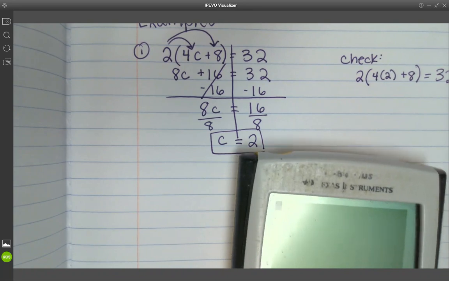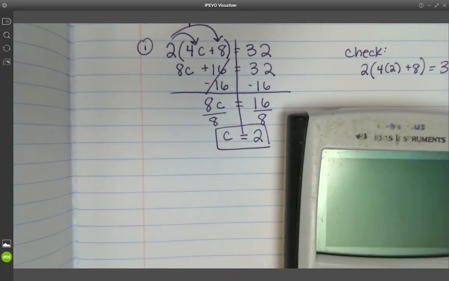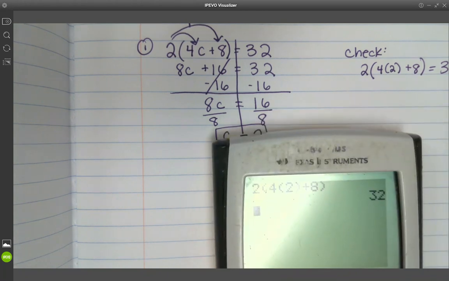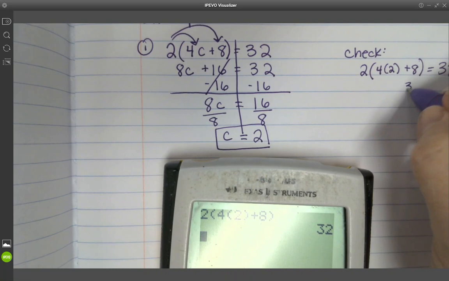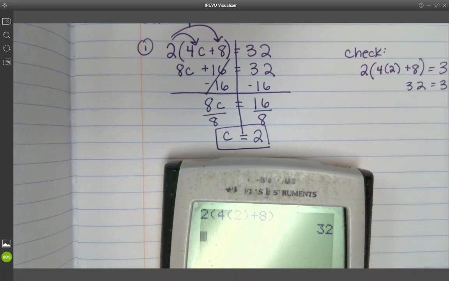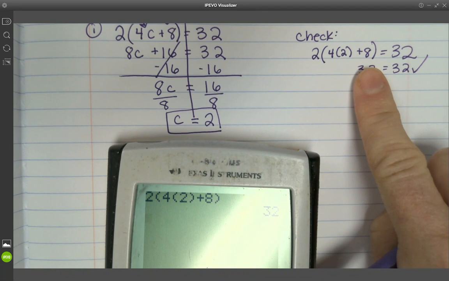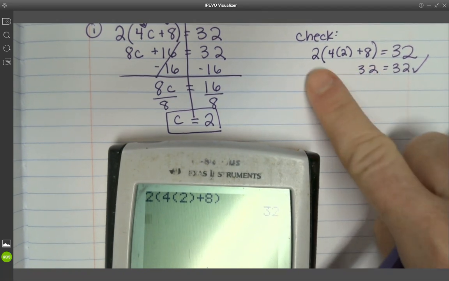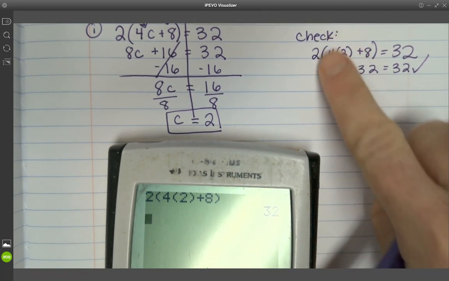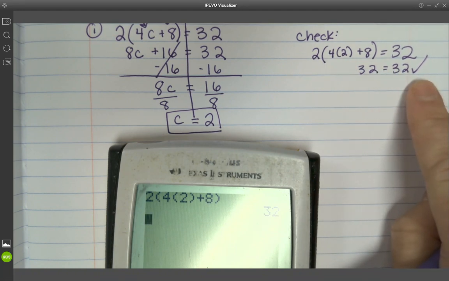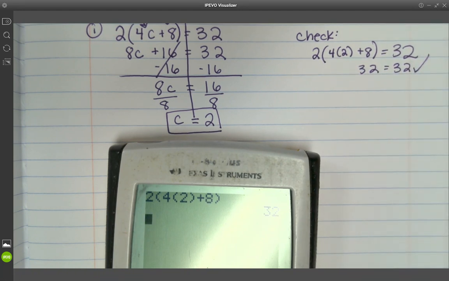So with my calculator, I can put that in. So I'm going to put in 2 parentheses 4 parentheses 2 plus 8, close parentheses. It equals 32. So then I'll just write 32 equals 32. Check. Done. That is all I need you to do. But the important thing is truly putting that in the calculator. If you just bring it down, just say 32 equals 32, you're not checking it and you could make a mistake. So the whole point of this is to help you make sure you do get the right answer.